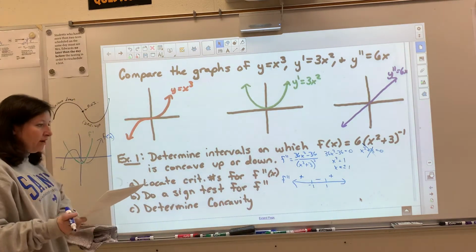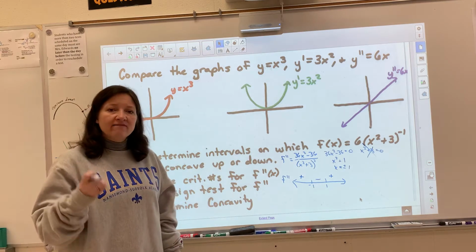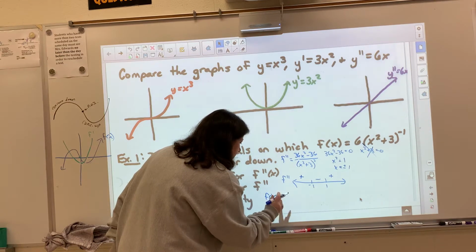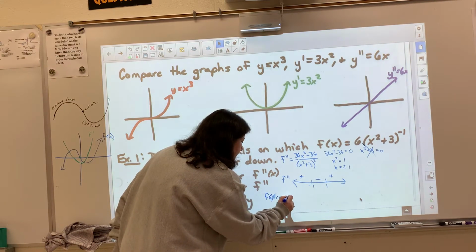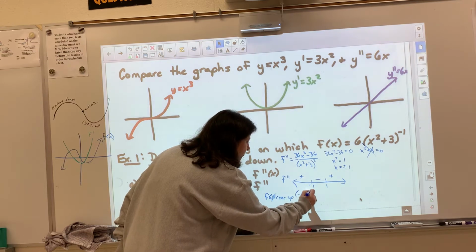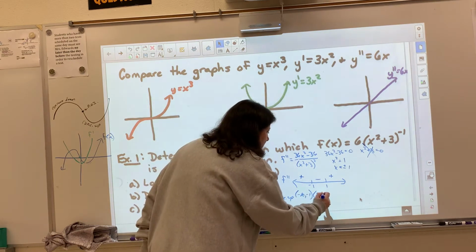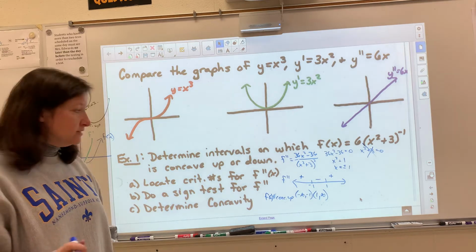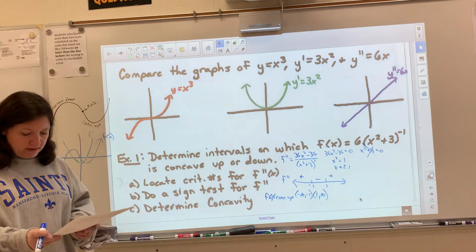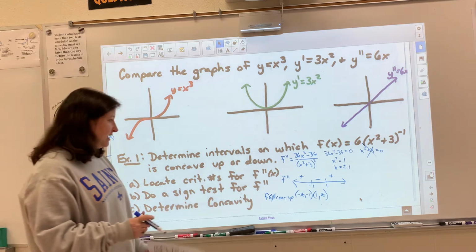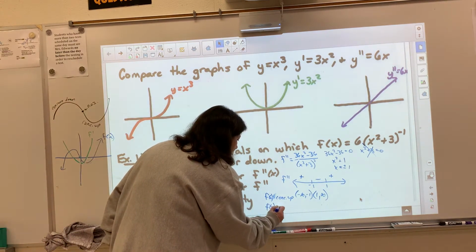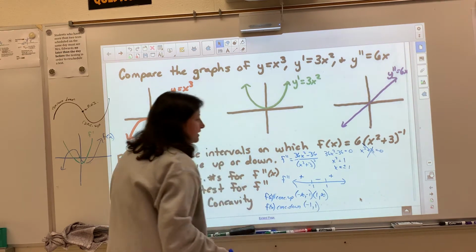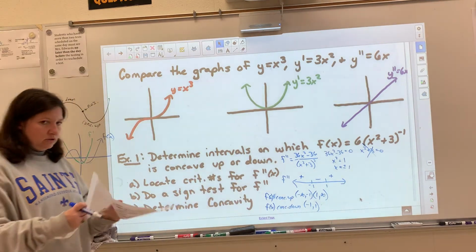So we want to figure out, where is it concave up? Well, it's concave up if the second derivative is positive. So f is concave up from negative infinity to negative 1, parentheses, 1 to positive infinity, parentheses. Now, unlike increasing and decreasing where we use brackets, with concavity intervals, it's going to always be parentheses. And then, where will the original be concave down? It'll be concave down where the second derivative is negative, so negative 1 to 1 with parentheses. So let's move on.